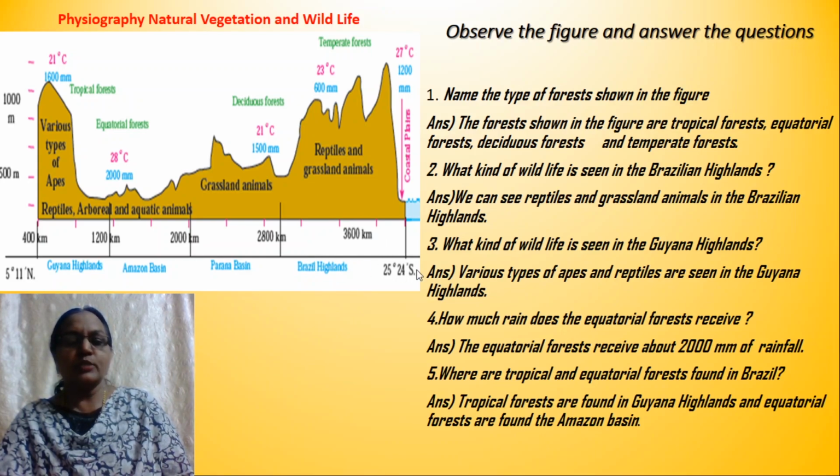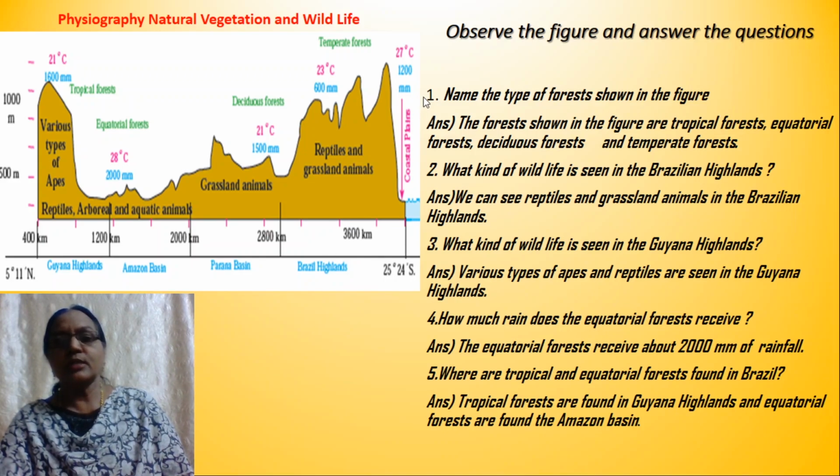Next one is Brazilian highlands. Usually you find reptiles and grassland animals here. The temperature is 23 degrees centigrade over regions of low altitude, and it is 27 degrees centigrade for regions which are located very near the coastland. Temperature is 23 degrees centigrade, as I told you, and the rainfall received varies from 600 millimeters to 1200 millimeters. Temperate forests are found in this region.